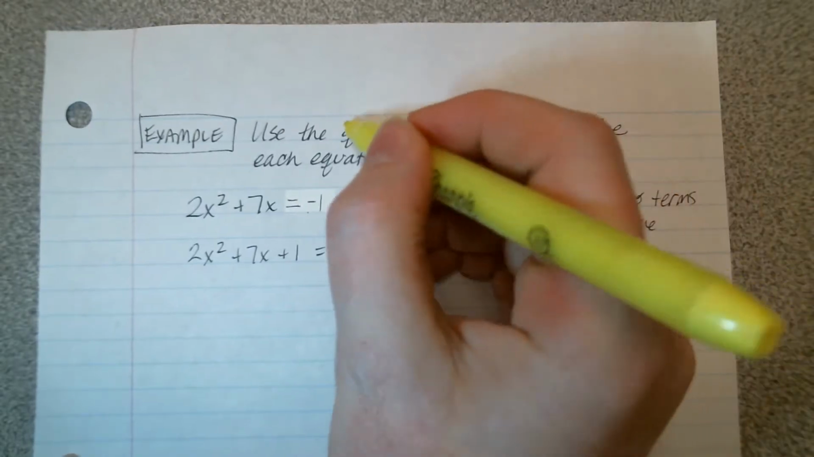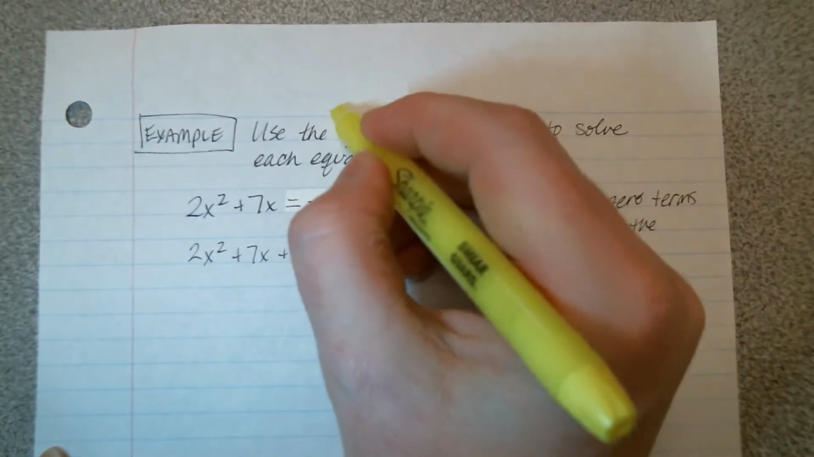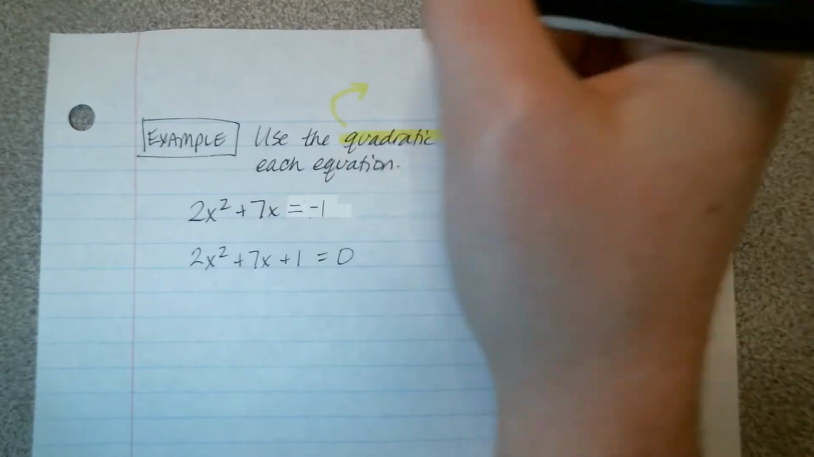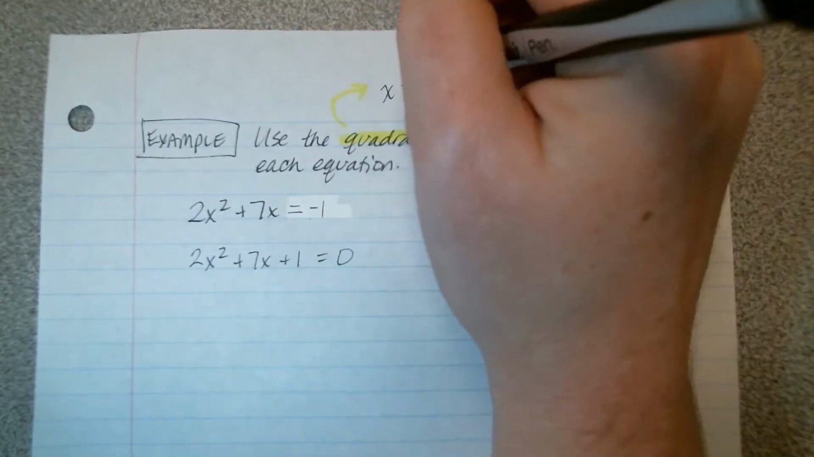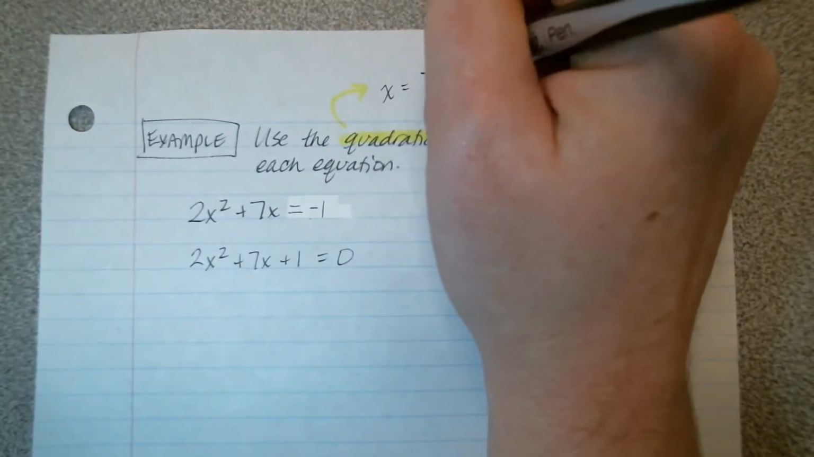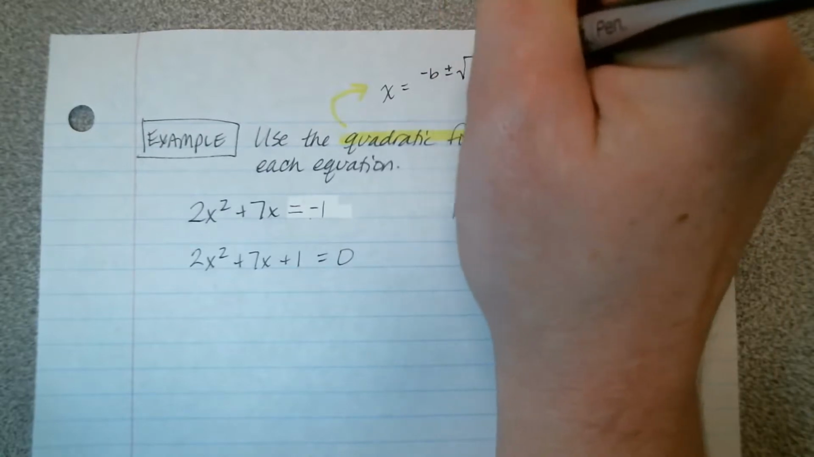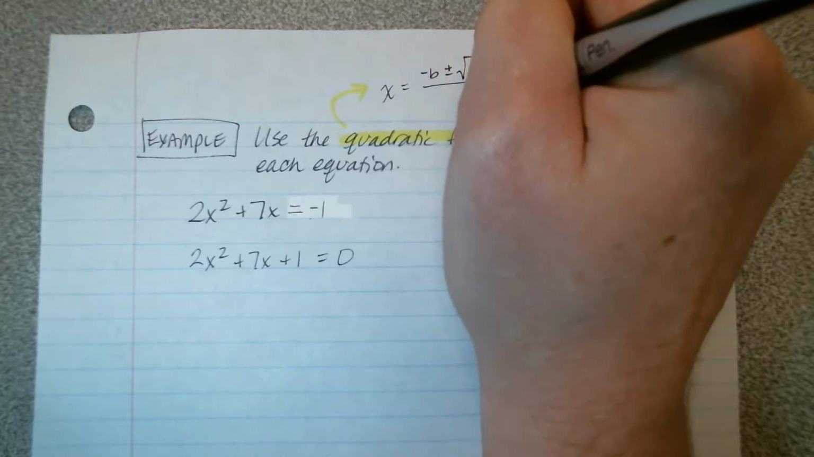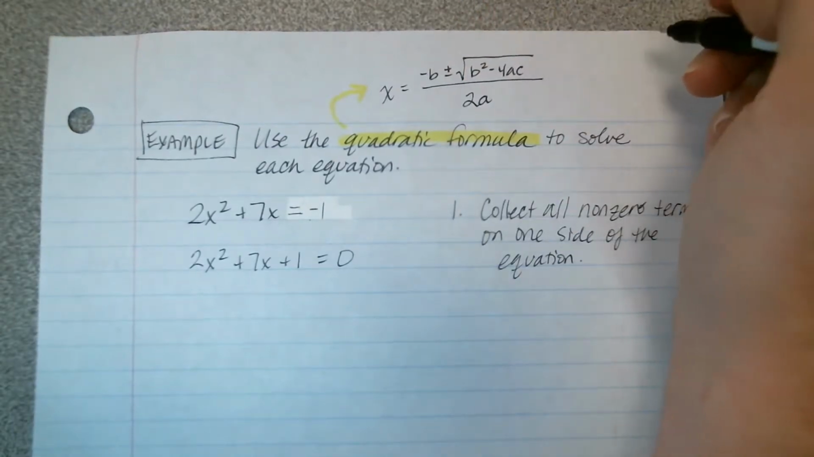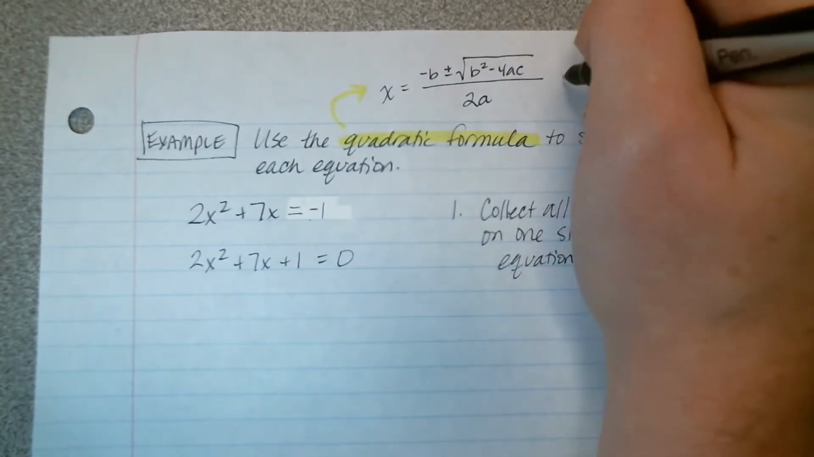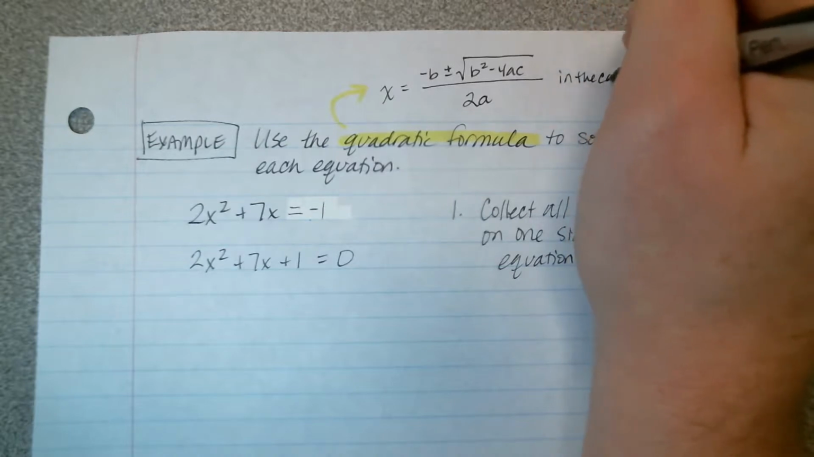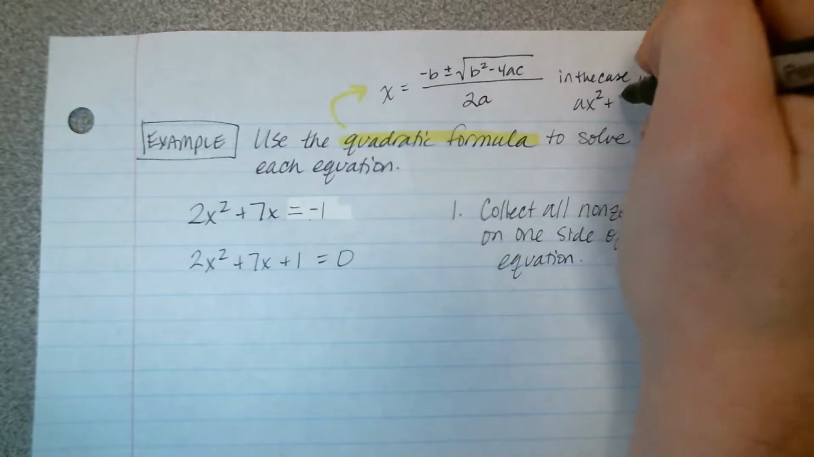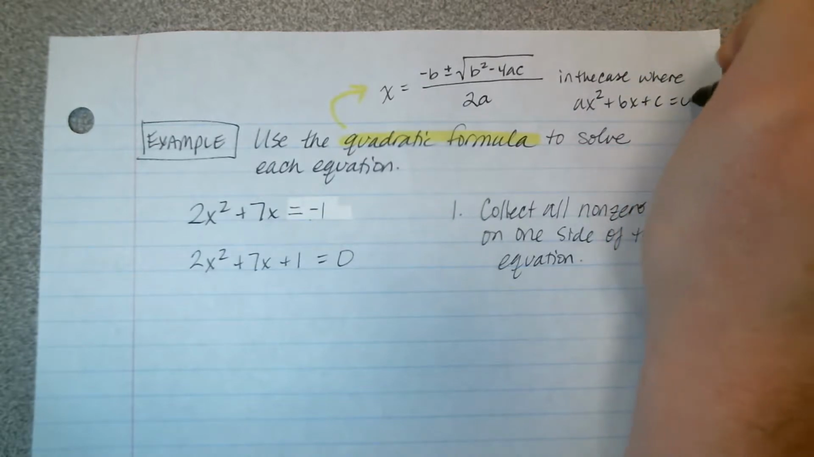So I will write that above. The quadratic formula says that your variable is equal to negative b plus or minus the square root of b squared minus 4ac all over 2a. I've definitely memorized it at this point. And this is only in the case where ax squared plus bx plus c is equal to 0.